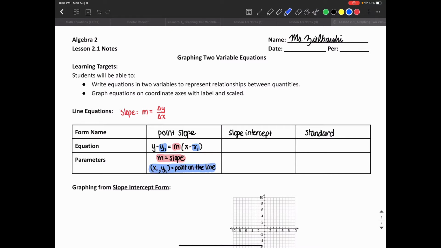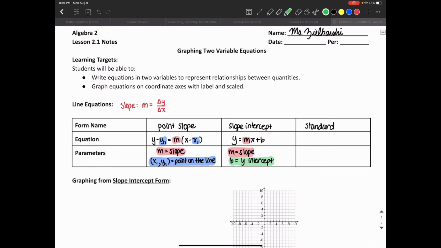For slope-intercept form, we have y is equal to mx plus b, where m is equal to the slope and b is equal to the y-intercept. It's the point of the line that intersects with the y-axis. So the coefficient for x is the slope in this form, and the b, the thing that I'm adding, is the y in the y-intercept.